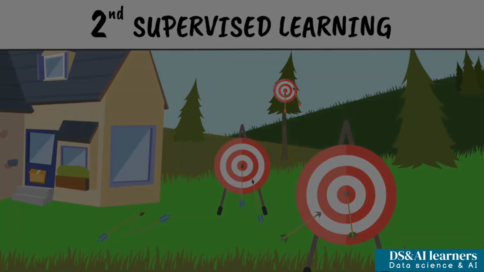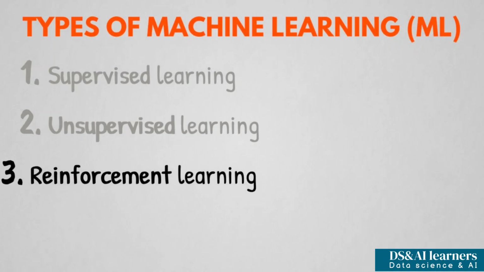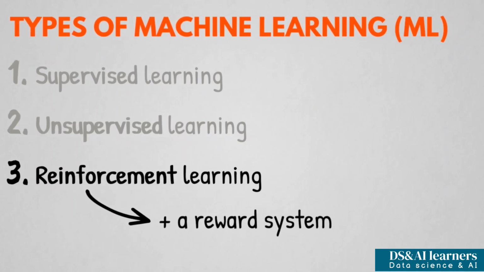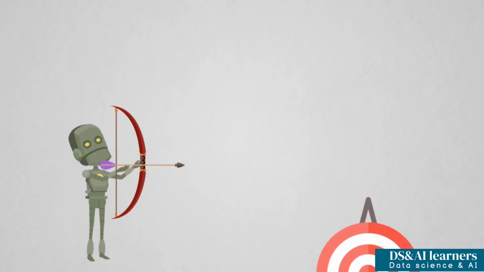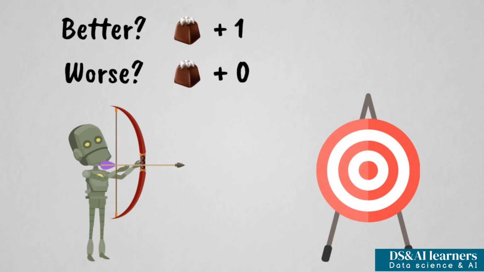Great! The third major type of machine learning is called reinforcement learning. This time, we introduce a reward system. Every time the robot fires an arrow better than before, it will receive a reward, say a chocolate. It will receive nothing if it fires worse. So, instead of minimizing an error, we are maximizing a reward, or in other words, maximizing the objective function.